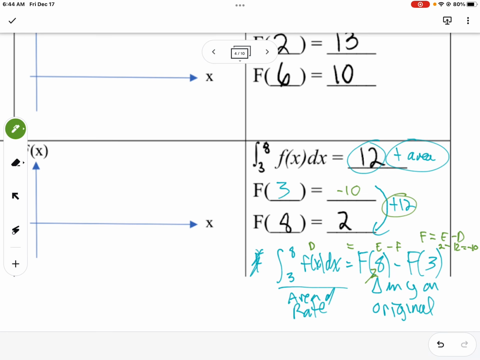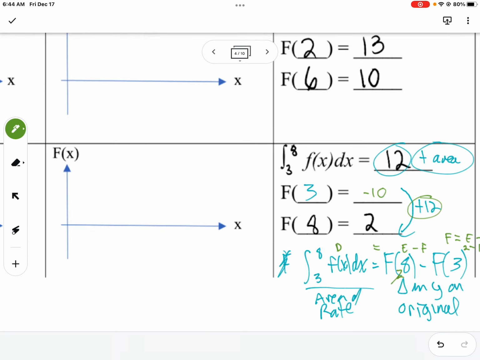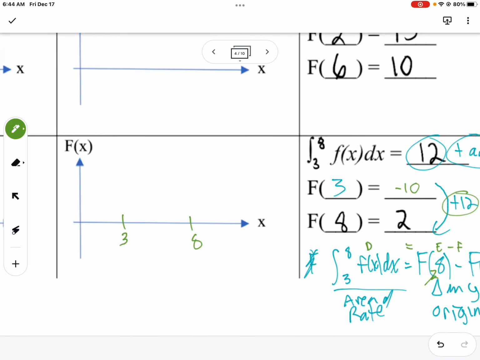What can I draw about the graphs? The x values I've got are 3 and 8. I know the y values on the original. At x equals 3, the y value was negative 10. At x equals 8, the y value was 2. So I go from there to there, right? Do I know what the curve looks like? No. But I do know that the curve is increasing overall. The curve could be decreasing at points too, but the overall area is 12.